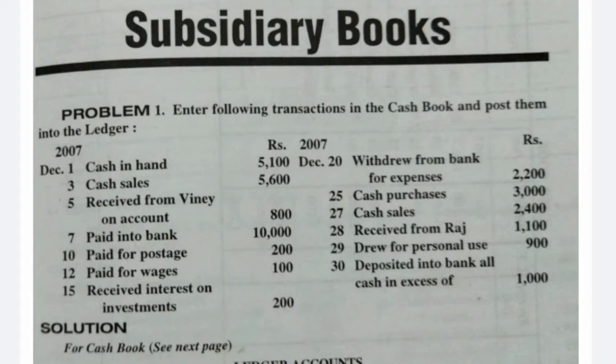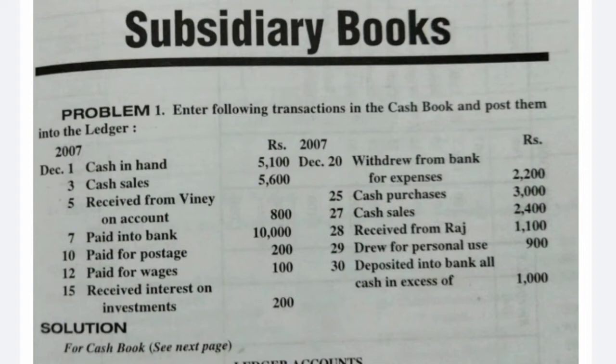Okay, next comes December 5th, received from Vinay on account. Received from Vinay on account means we have received some cash, so cash account debit to Vinay account. Cash is coming in and Vinay is the giver. So cash is on the debit side, so Vinay will be debited in the cash book, to Vinay account, that is 800 in the cash book, and we need to prepare the Vinay account ledger. Okay, so Vinay is on the credit side, therefore by cash will come on the credit side in Vinay's ledger account. Okay, by cash 800.